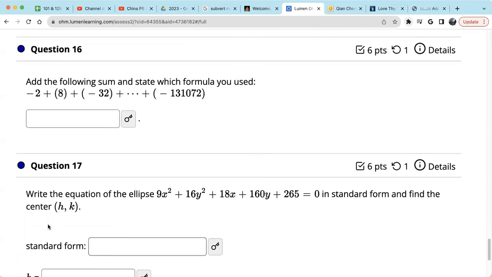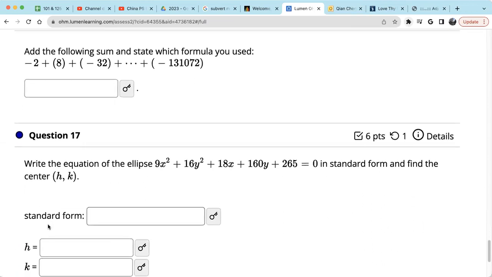16. Almost done. 2 more questions. So we want to add this many numbers. We need to use our formula. Right? Let's see which formula we should use. We observe the sequence. Basically, we sum up a sequence of numbers. So from -2 to 8, let's multiply by -4. From 8 to -32, let's multiply by -4. So this is saying we get a geometric sequence.